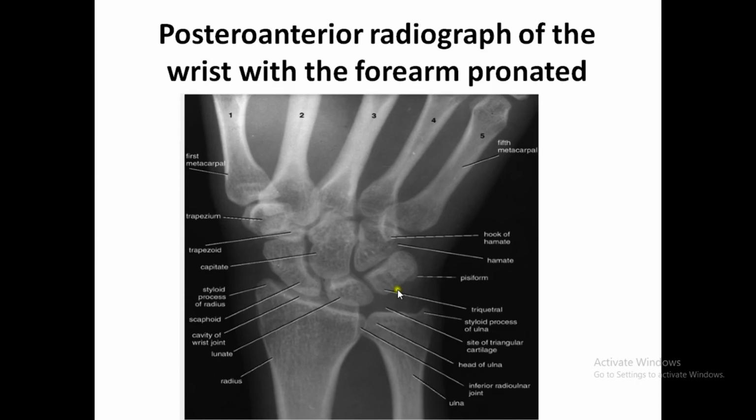This is the posterior-anterior radiograph of the wrist with the forearm pronated. In this, you could see the radius and the ulna. Then you could see the carpal bones. Among the carpal bones, you could see the lunate. Then you could see the scaphoid, and you could see the capitate, trapezoid, trapezium, the pisiform, hook of the hamate. You can also see the fifth metacarpal and the first metacarpal.